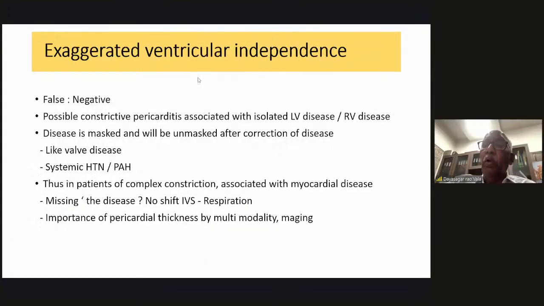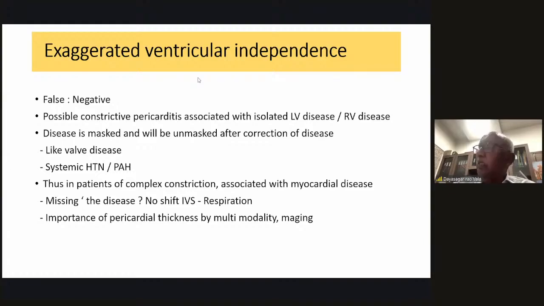So this is a case of a false negative constrictive pericarditis. False negative in the sense the patient had constrictive pericarditis, but the hemodynamic data was against the diagnosis, because there was no discordance of pressures in response to various phases of respiration. So it is possible that constrictive pericarditis associated with isolated LV disease, or for that matter isolated RV disease, can mask the presence of constrictive pericarditis by hemodynamic data.